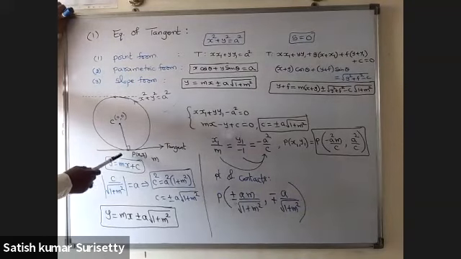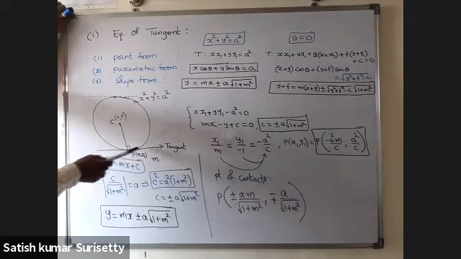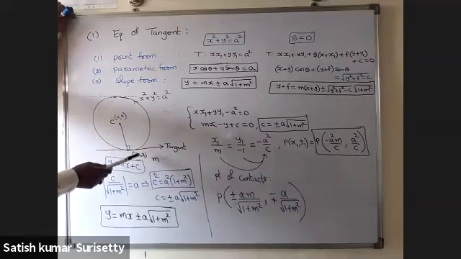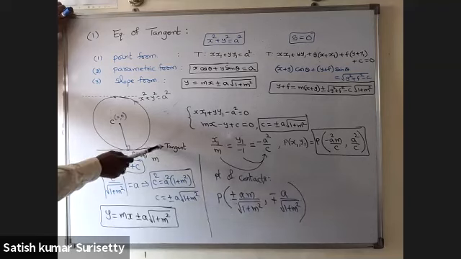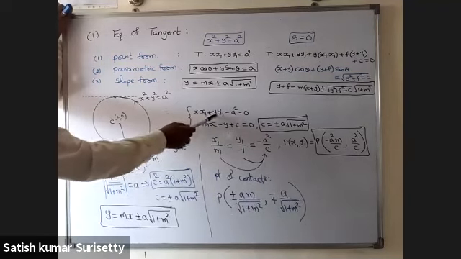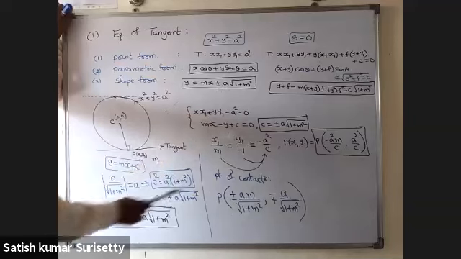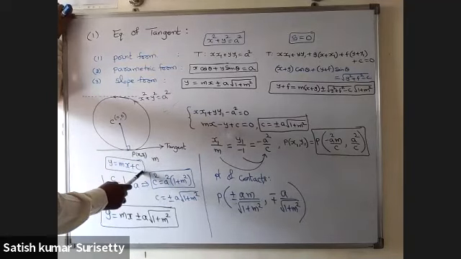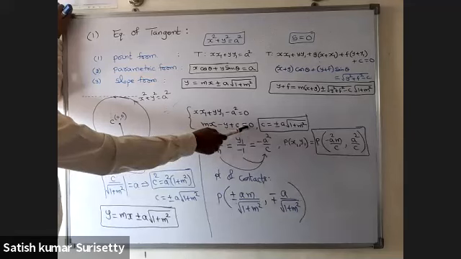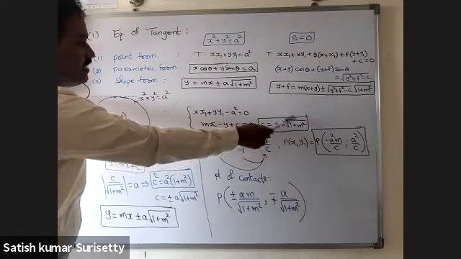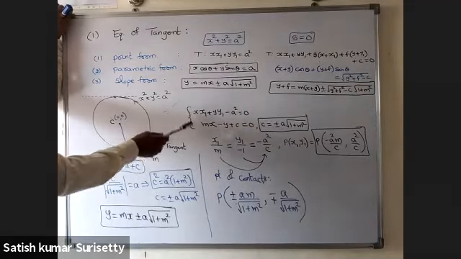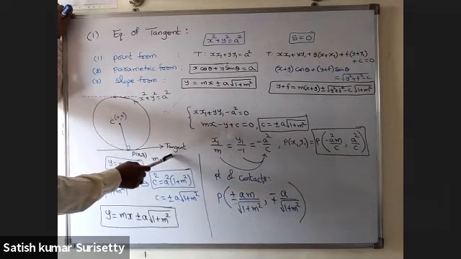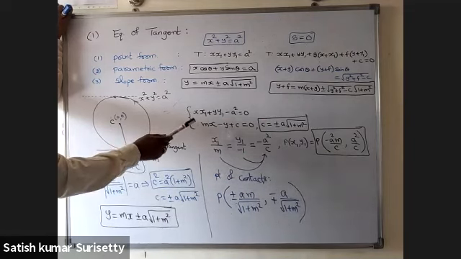Now, if I want to calculate the point of contact of the tangent in slope form, let us consider P(x1, y1) is the point of contact of the tangent. Because (x1, y1) is a point of contact, I can write the equation of the tangent in point form as x x1 plus y y1 minus a square equals 0, and the slope form is y equal to mx plus c, that is mx minus y plus c equals 0, where c equal to plus or minus a into root of 1 plus m square. So both equations correspond to the tangent only, but one is in point form, another is in slope form.